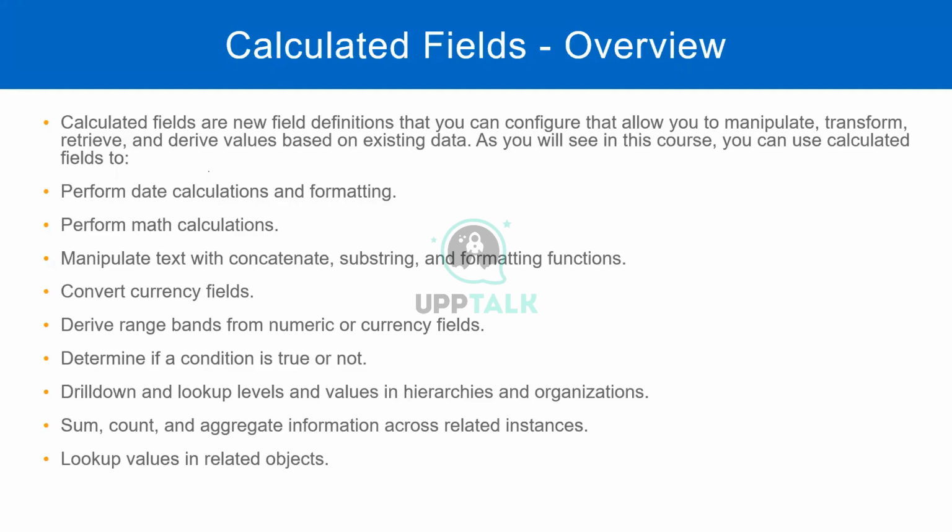You can derive range bands from numeric or currency fields. Like, let's say, you have the years of experience of employees, right? Between 0 to 5, you want to have them as, let's say, new. Between 5 to 10, you will have like, okay, experienced. 10 to 15, you will have a category. 15 to 25, you'll have a category. 25 plus, you will have a category. So, depending on the years of experience of the worker, you want to categorize that into some bands. So we will be able to create range bands from numeric or currency fields.